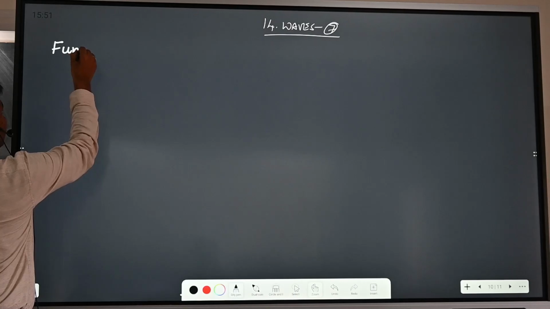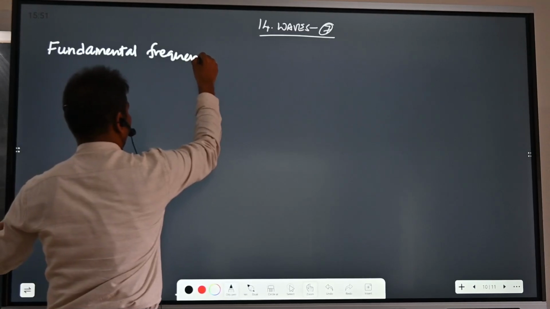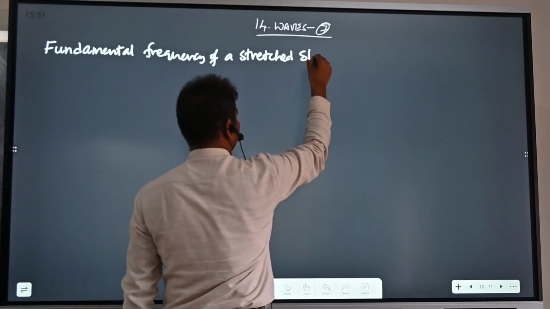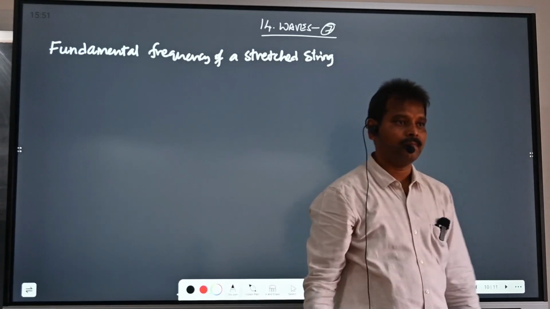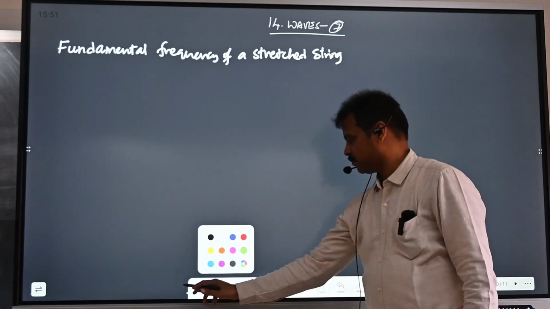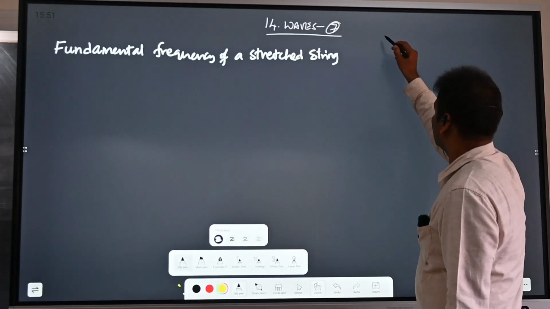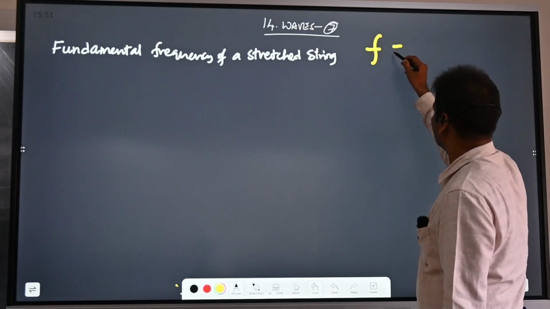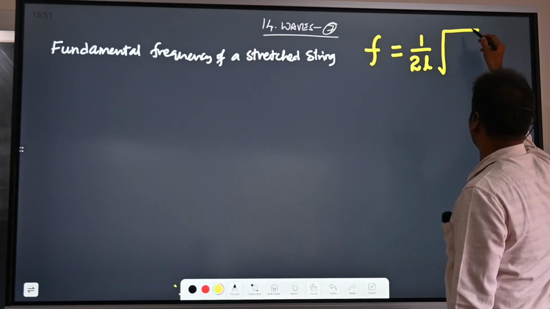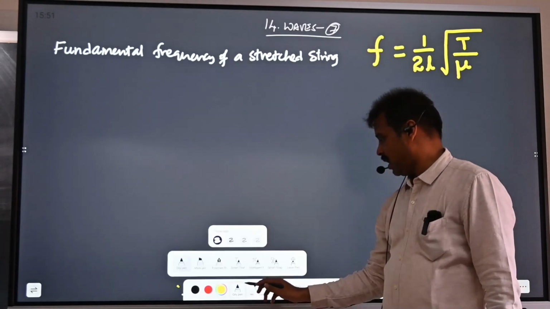The fundamental frequency of a stretched string. Formula: fundamental frequency of a stretched string. How much? F is equal to 1 by 2L root over T by mu. Correct?